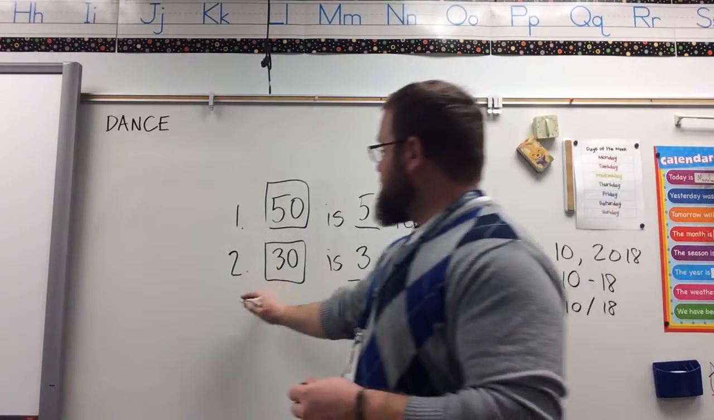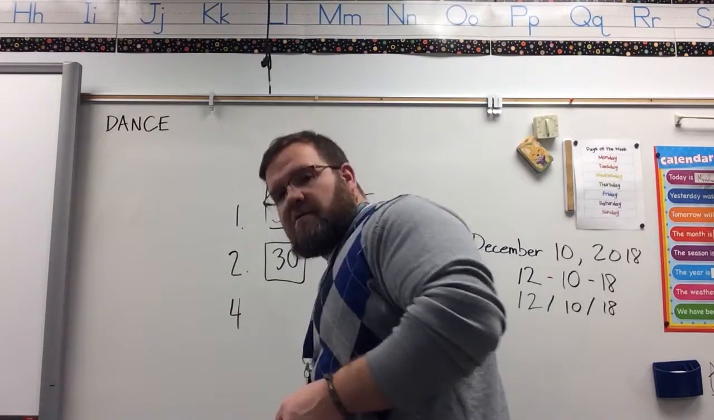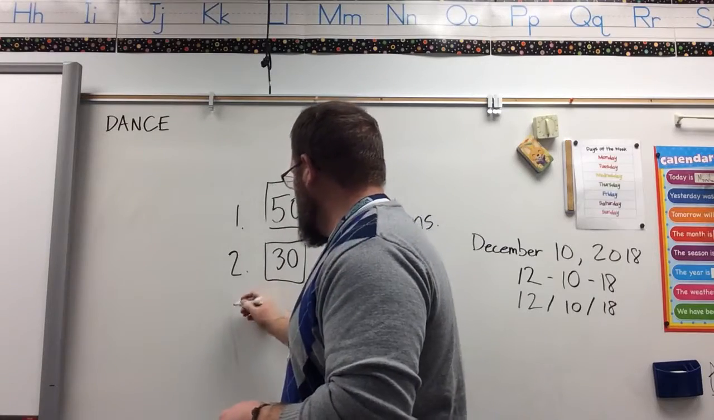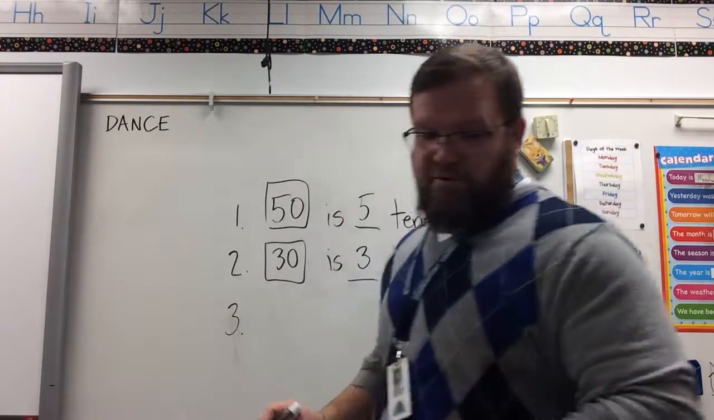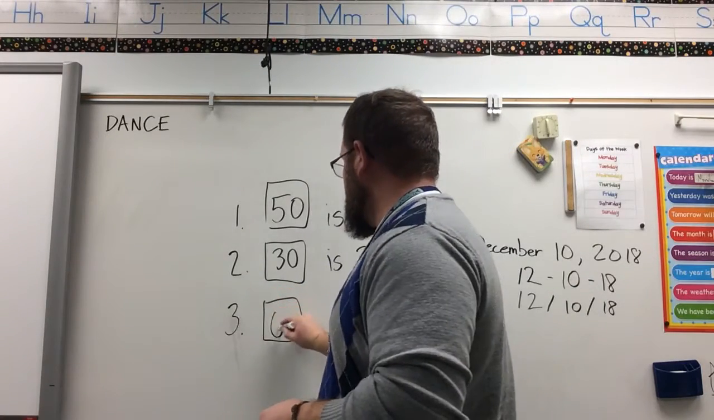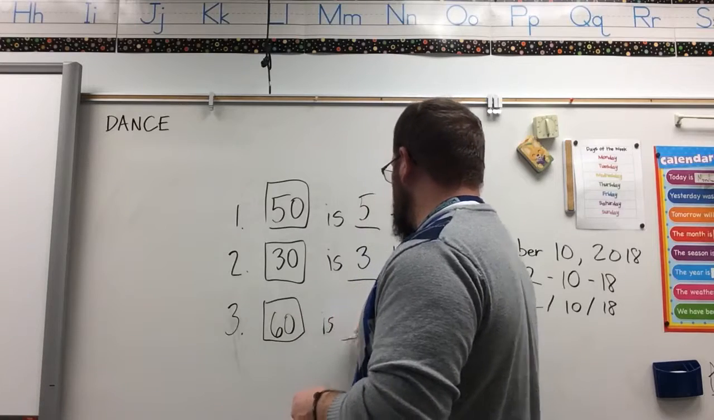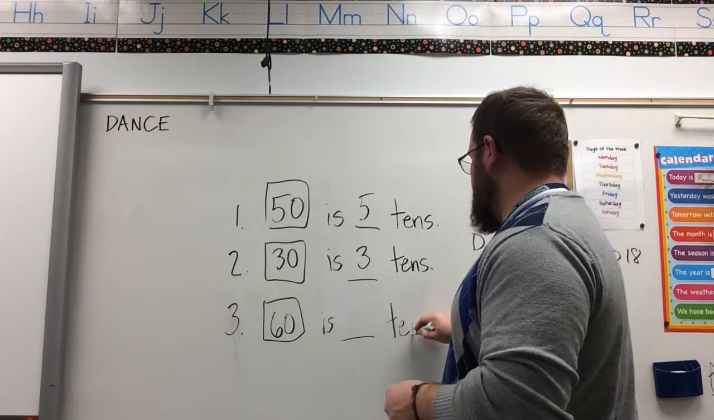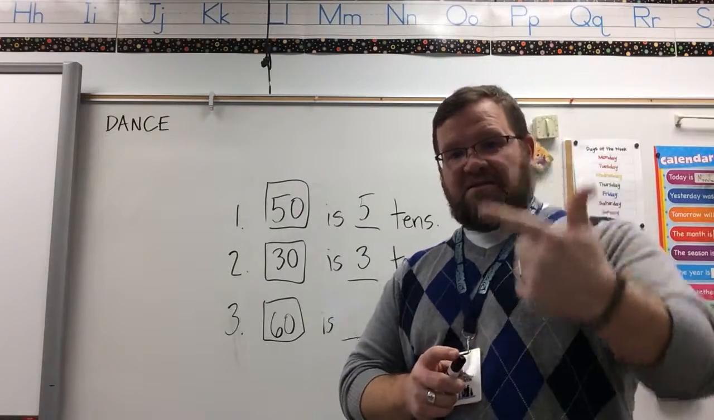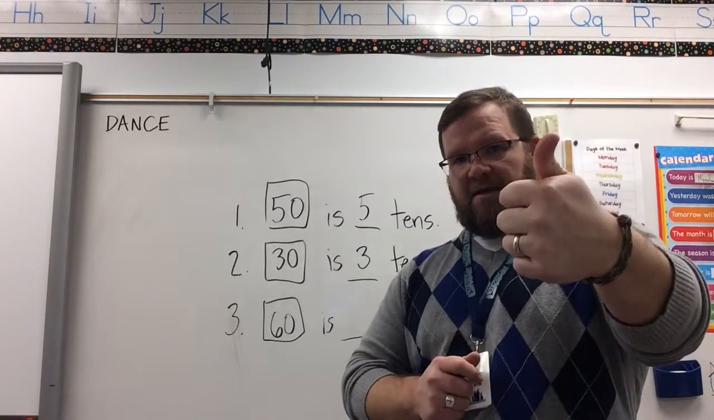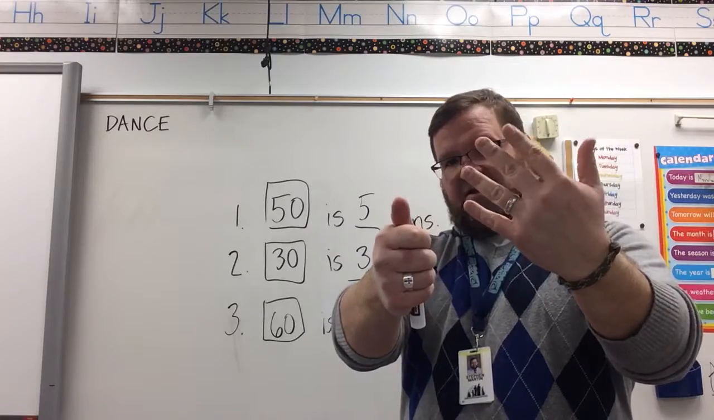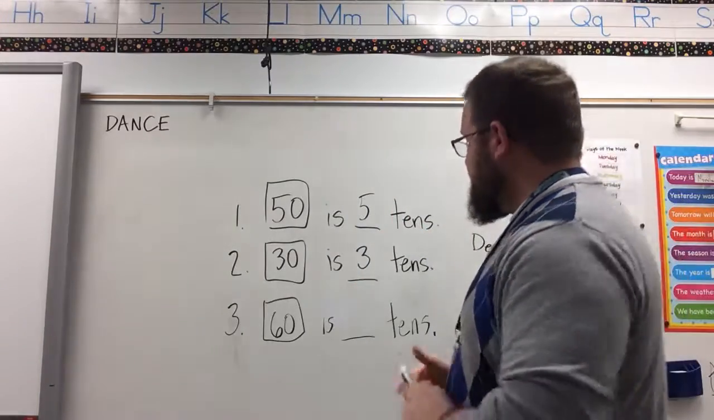Okay? Let's look at number 4. Actually, excuse me. We better do number 3 first. Number 3, let's say that 60. How many times do I have to count by tens to get to 60? How many tens does it take to get to 60? So I have 10, 20, 30, 40, 50, 60. So 6. 60 is 6 tens.